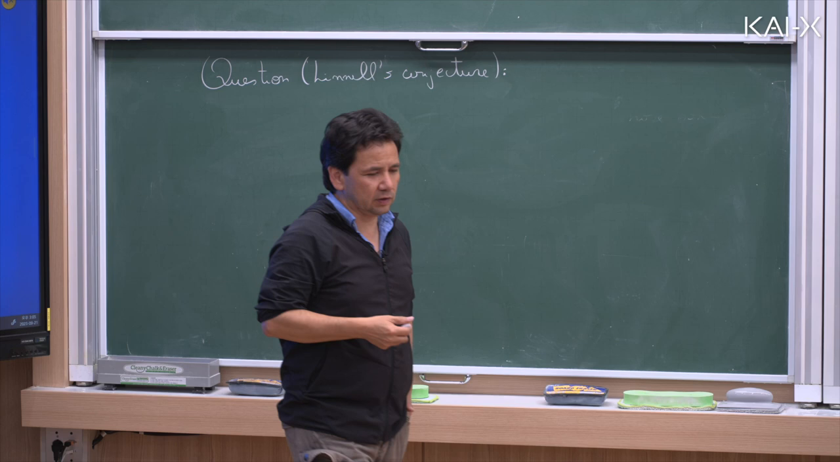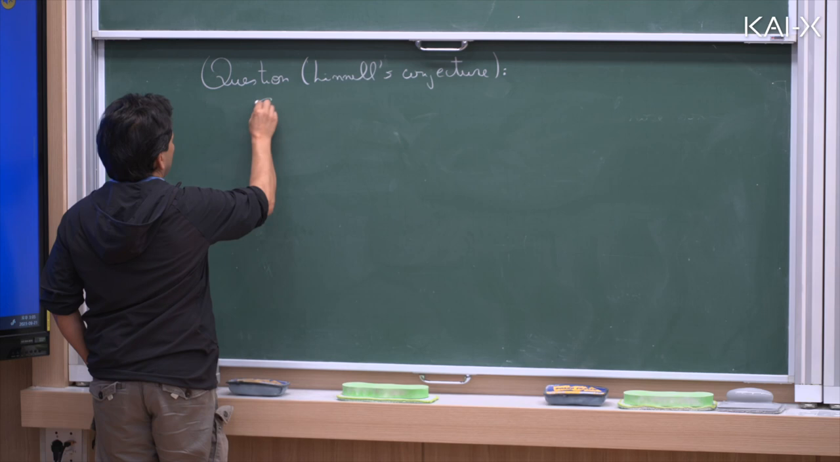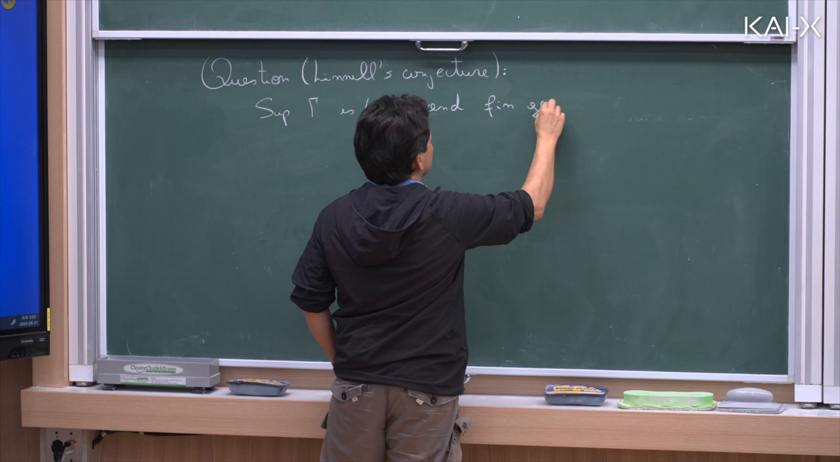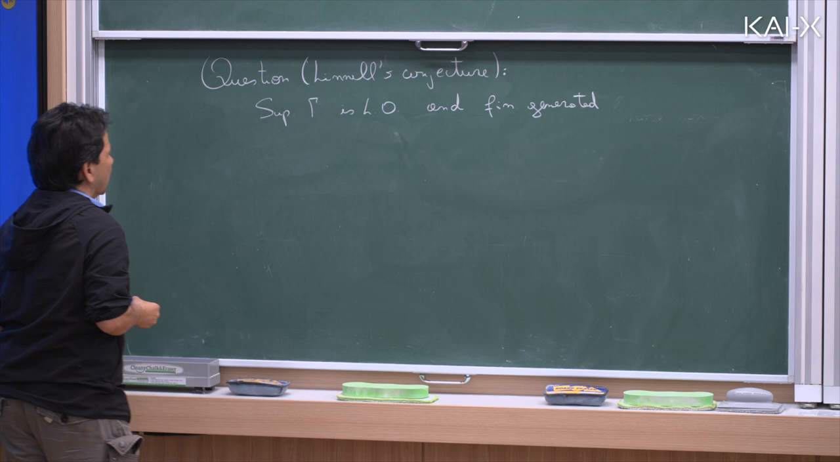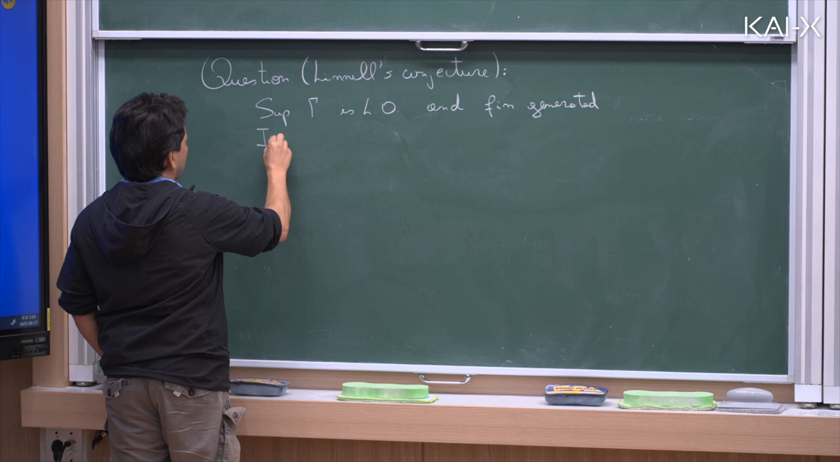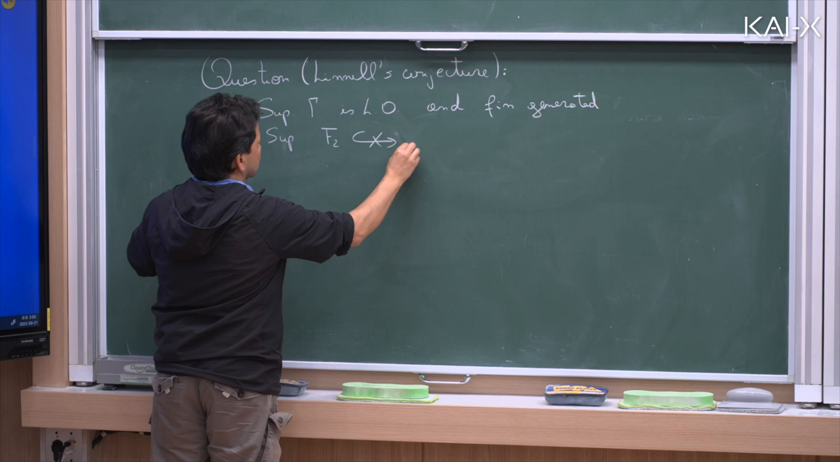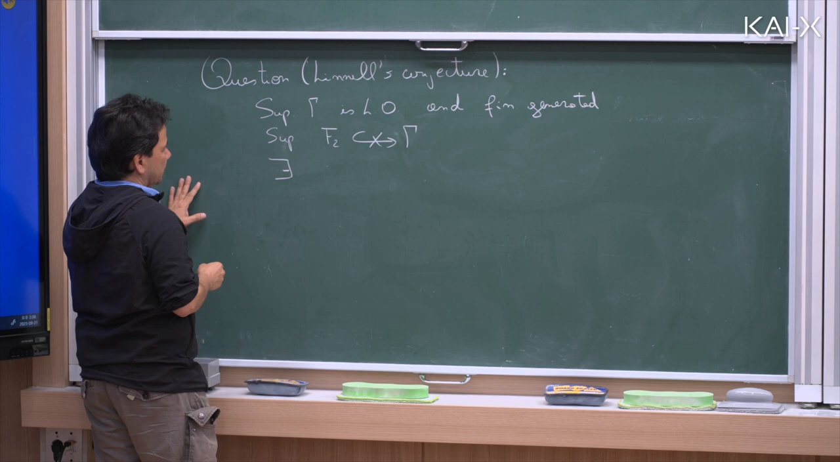Okay, the question is the following. Suppose that gamma is left orderable and finitely generated. Suppose that. So this is a question, not a statement. Suppose that there is no free subgroup inside gamma. And the question is whether there exists a group homomorphism from gamma into Z.